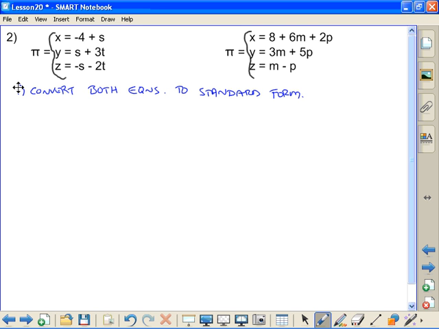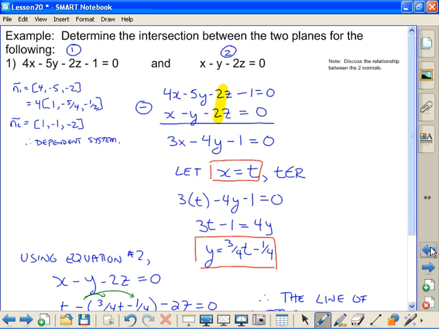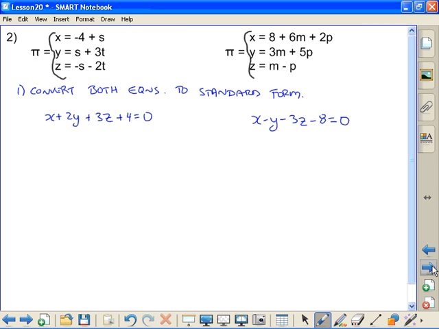So if you do want to try this one on your own, I'll tell you that the equation for the first plane comes out to be x plus 2y plus 3z plus 4 equals 0. And the second equation comes out to be x minus y minus 3z minus 8. Then you proceed with the process from the previous example. We're at this stage right here, and this is where you would start. I don't want to go through it because it's really repeating number one. In the end, your final answer is x equals t plus 4, y equals negative 2t minus 4, and z equals t as a solution.